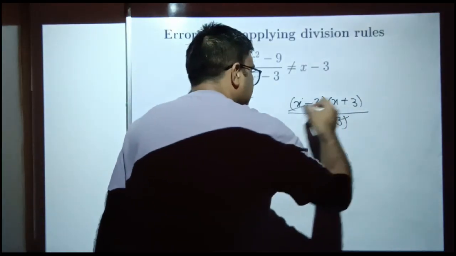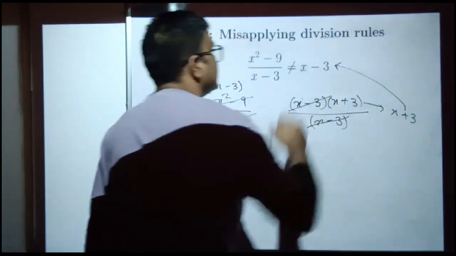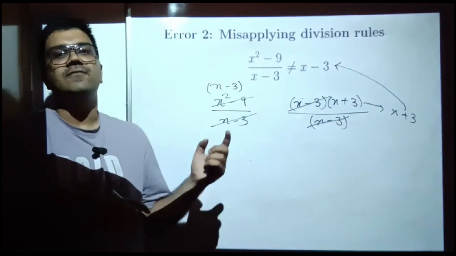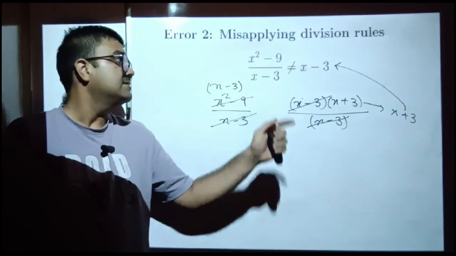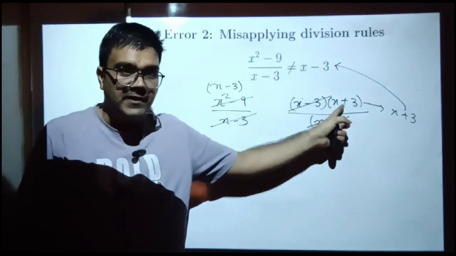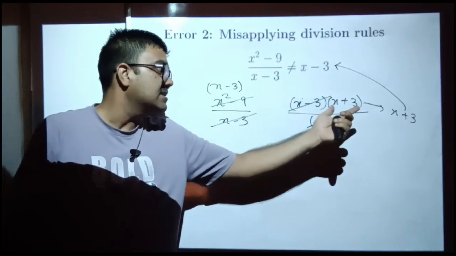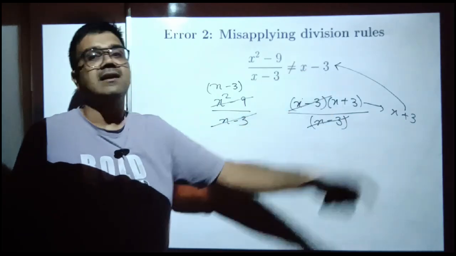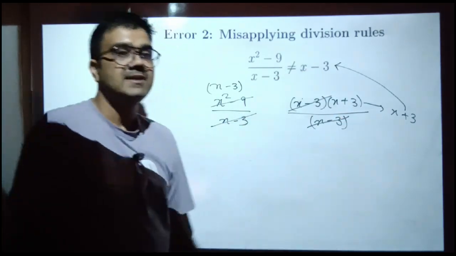When you cancel these two terms, the answer you obtain is x plus 3, and it is not x minus 3. Once you get used to these kinds of calculations, then you can do it quickly, but at the early stage, try to factorize it properly. Don't make the calculations in a hurry, thinking that x minus 3 is there, x square minus 9 is there, you just cancel it and write x minus 3. It is wrong. The answer is x plus 3.